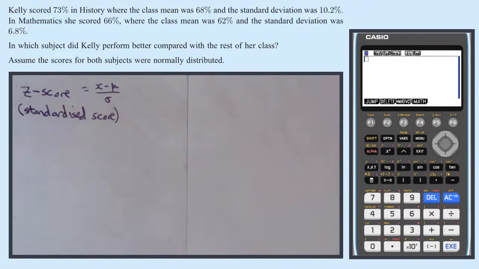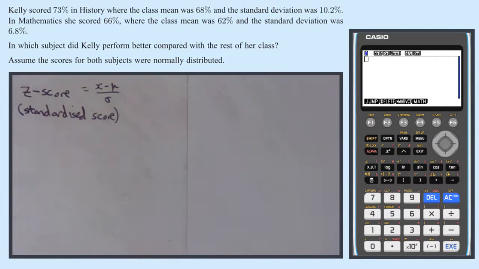What that does is take any normal distribution and transform it onto the standard normal distribution, which has a mean of 0 and a standard deviation of 1. If you end up with a standardized score of 0, it means you got exactly the average score. If you have a standardized score of 1, it means you were exactly 1 standard deviation above the mean. If you had -1, it means you're 1 standard deviation below the mean.